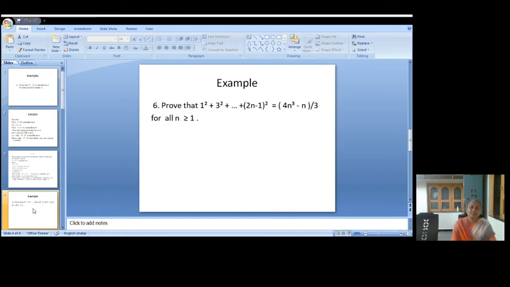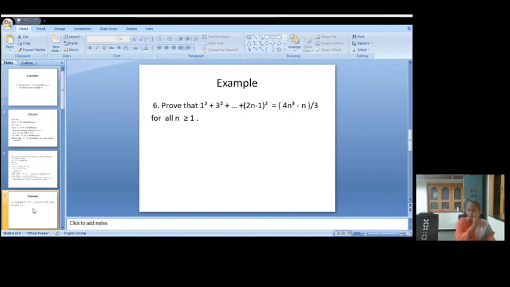Now we have to prove again here 1 square plus 3 square up to 2n minus 1 bracket square, meaning we are taking the square of the odd terms only, and the value comes out to be 4n cube minus n whole divided by 3.